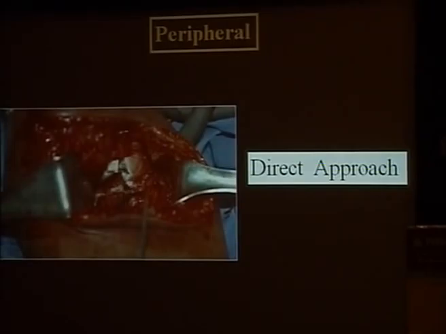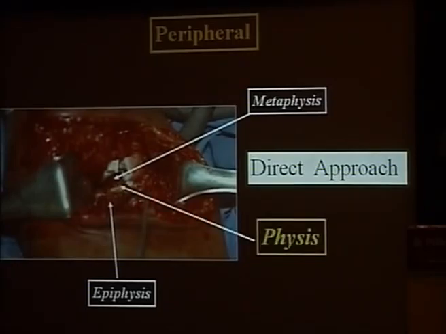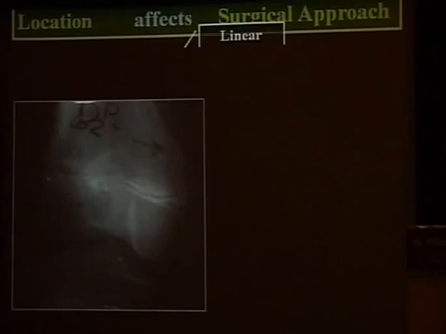Here's a peripheral bridge. See how easy it is to get to? We've taken the bridge out. You can see the metaphysis, you can see the epiphysis, and you see the remaining physis that's growing once you've taken the bridge out. It's a no-brainer. It's easy to do, but they don't do well.